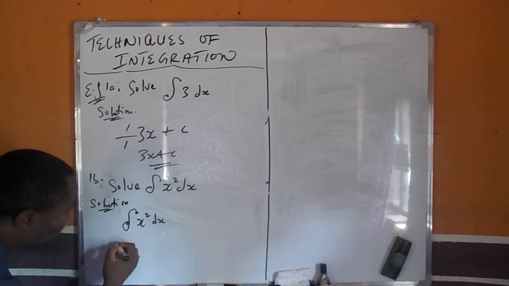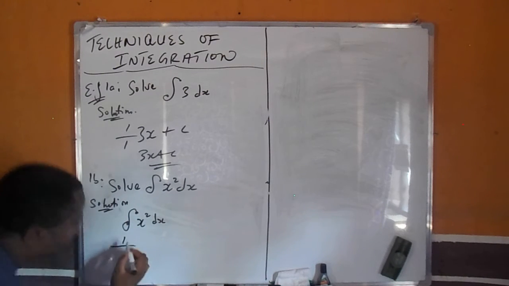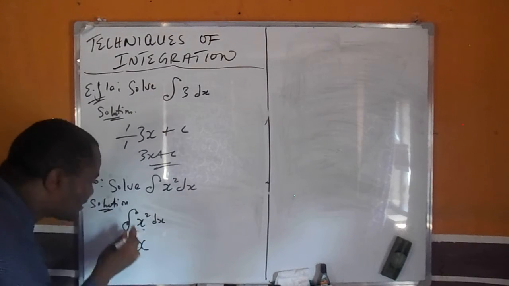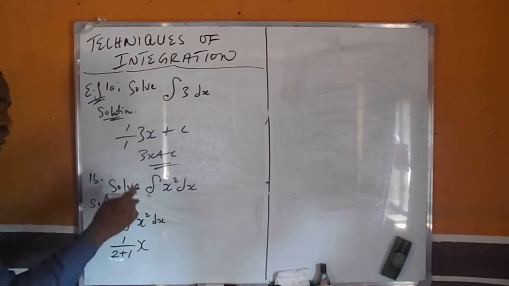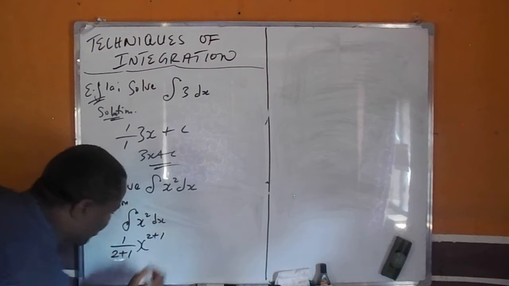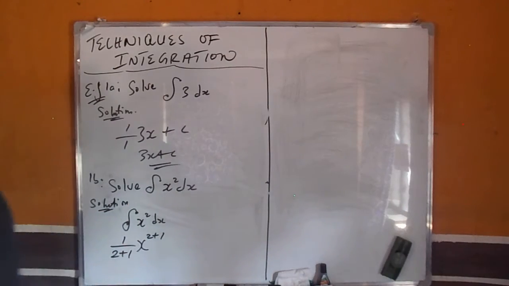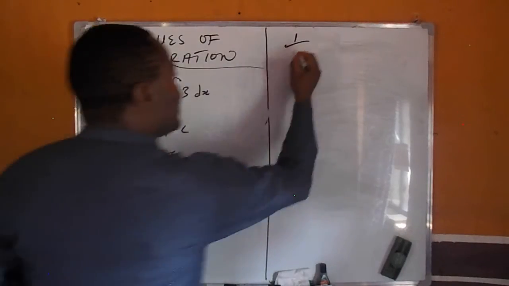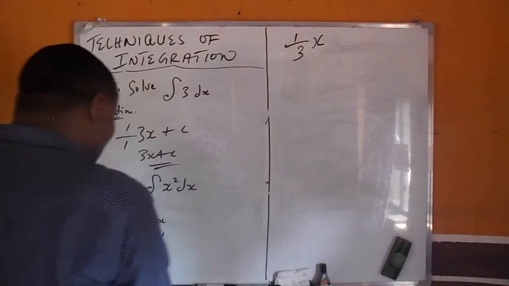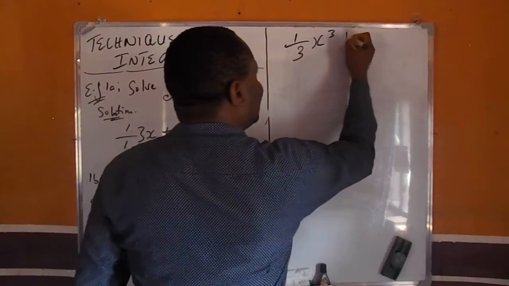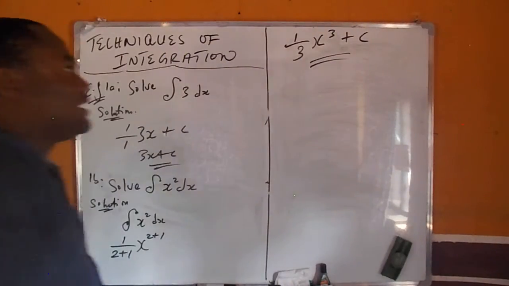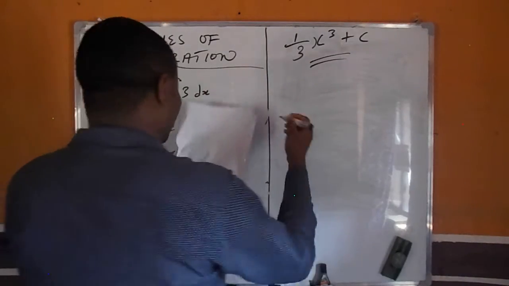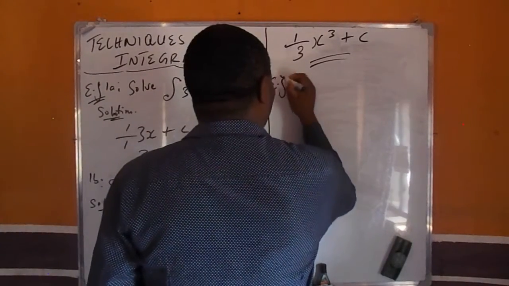What will it give us? This one, when it comes here, I say it will be 1 divided by, what is here? 2. 2 plus 1, x raised to power, what is here? 2. 2 plus 1, which equals 1 all over 2 plus 1, 3, x to the 2 plus 1, 3, plus the constant. This is the answer we have there, 1 over 3 x cubed plus c. We move to example 2a.